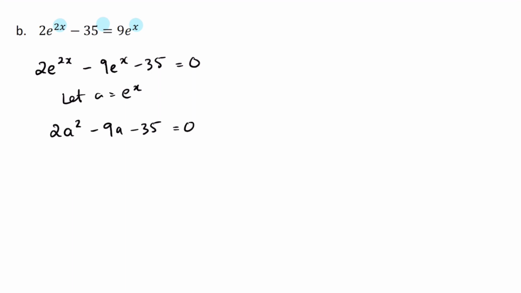Again, we've got a number in the front, so what we want to do is multiply this out. Two numbers that multiply to give me 2 times 35, which is 70, and then add to give me negative 9. So these two numbers are going to be negative 14 and 5. Negative 14 plus 5 is negative 9, and negative 14 times 5 is going to be negative 70, because that's a negative there.